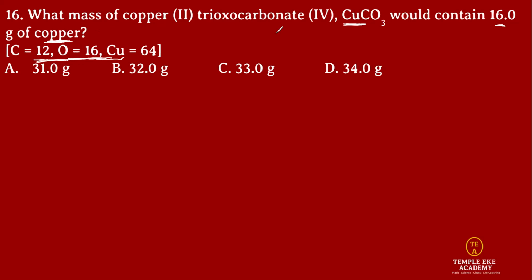gram of copper to the required amount of copper 2 trioxocarbonate 4. So the calculation will contain 2 units. Let's get straight off into the solution and see how it works.